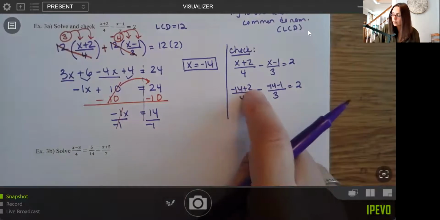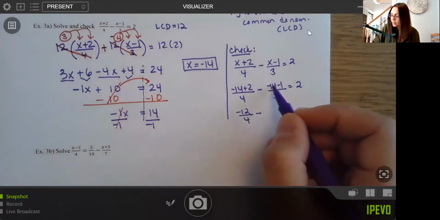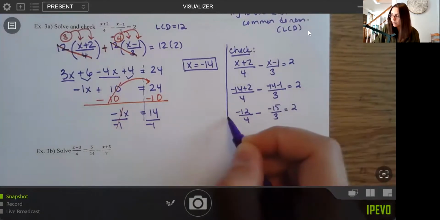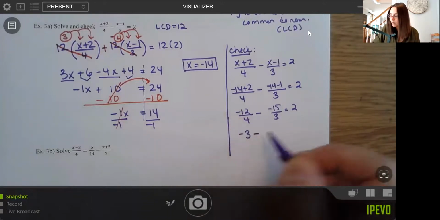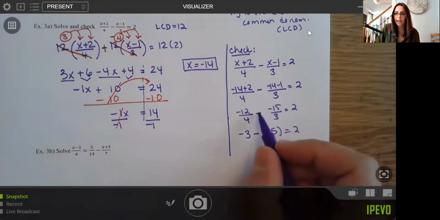So negative 14 plus 2 is negative 12. Negative 14 minus 1 is negative 15. Negative 12 divided by 4 is negative 3. Negative 15 divided by 3 is negative 5. Watch out for that extra minus sign here.